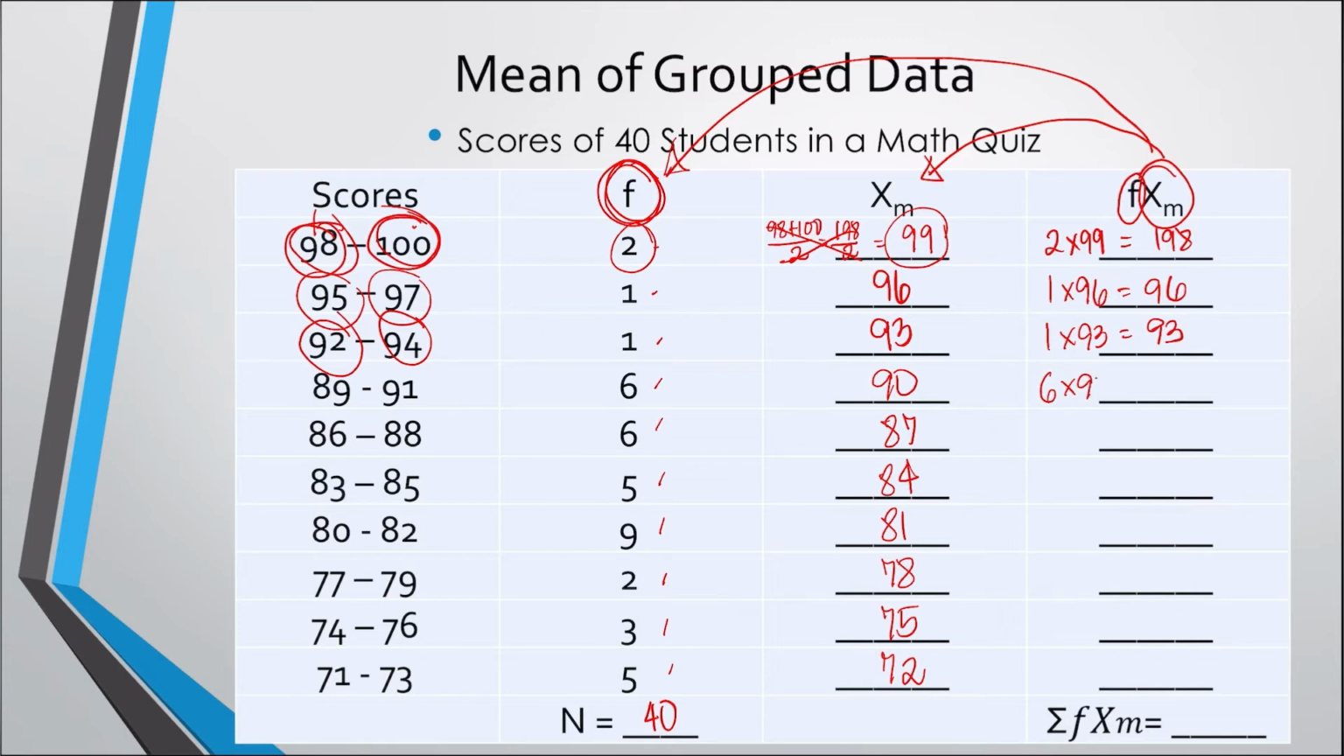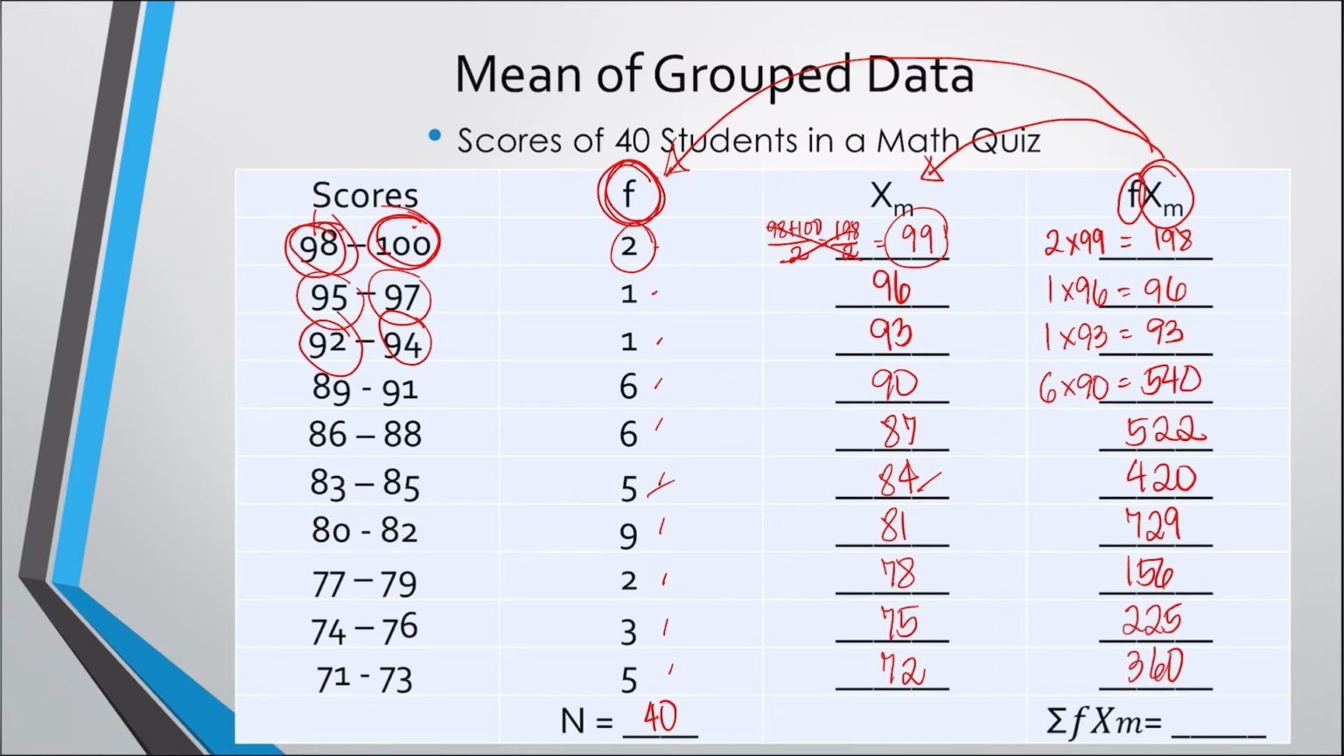6 times 90 is equal to 540. 6 times 87 is equal to 522. 5 times 84 is equal to 420. 9 times 81 is equal to 729. 2 times 78 is 156. 3 times 75 is 225. 5 times 72 is 360.